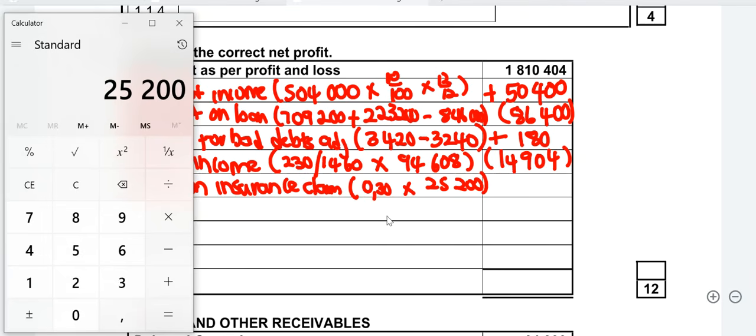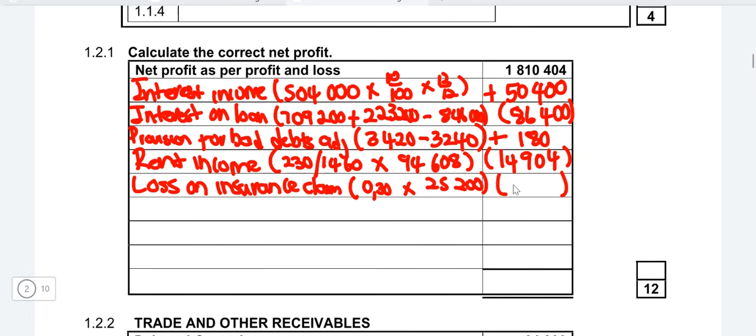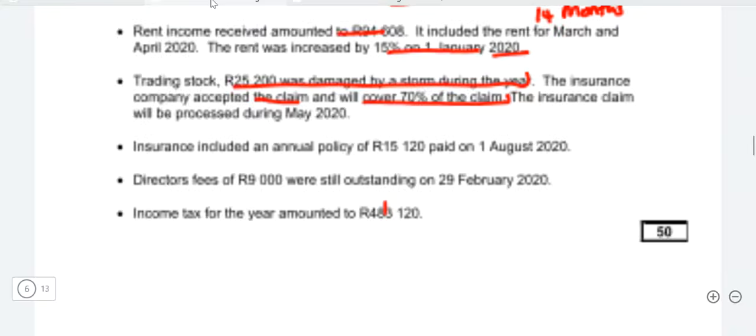So 25,200 multiplied by 0.30 is giving us 7,560. So this 7,560 will be subtracted because we are losing money on that claim. We are not going to get that, so it's a loss to us as a business, hence it is reducing our net profit. Remember, a loss is an expense and then it reduces the owner's interest in the business. Okay, now let's go to the next one.